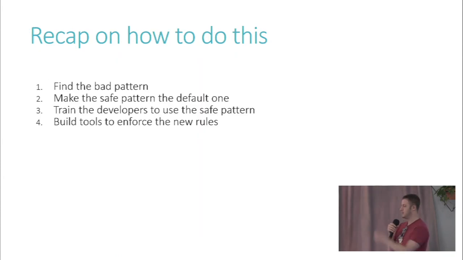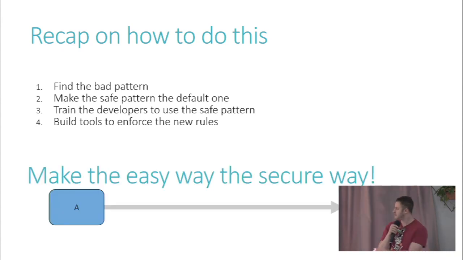So once again, I'm going to recap one last time. If I didn't hammer it in enough, basically, you find the bad pattern. You make the safe pattern the default one. You write good documentation around how to use it and good training. And then you build tools to enforce these new rules. And then you just annihilate entire security problems in your code base. And then you've got to do this. And it's easy. A to B.